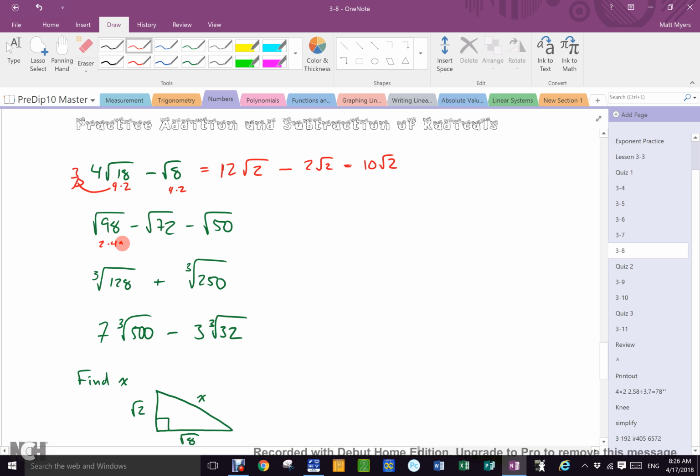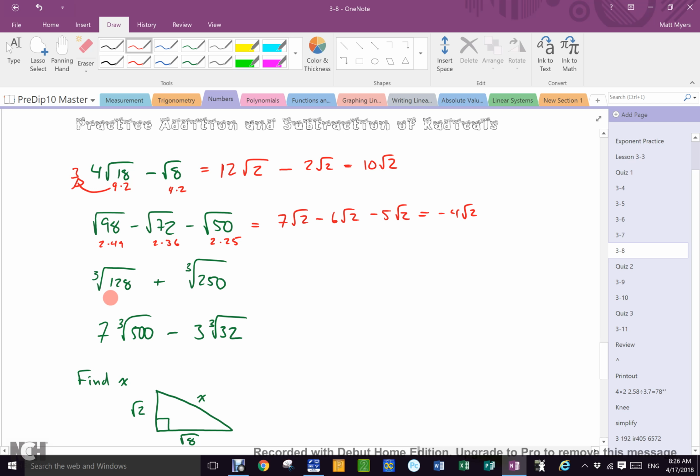2 times 49. 2 times 36. 2 times 25. So what does it become? 7 root 2 minus 6 root 2 minus 5 root 2. And what do I get? Negative 4 root 2. Nicely done.